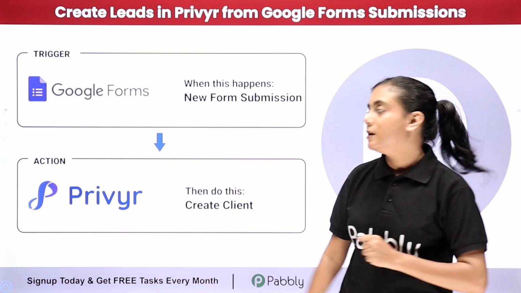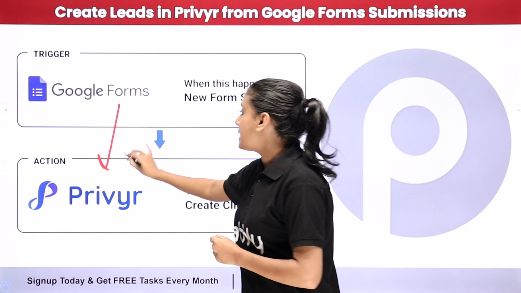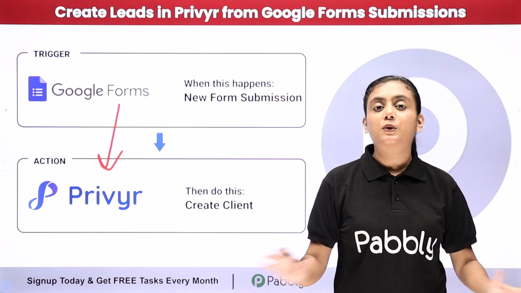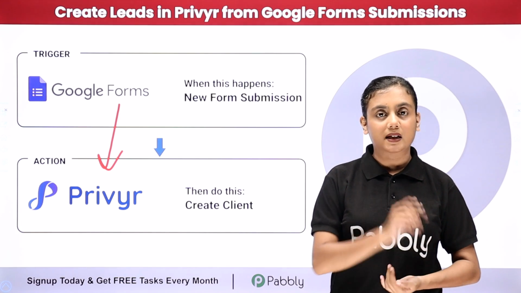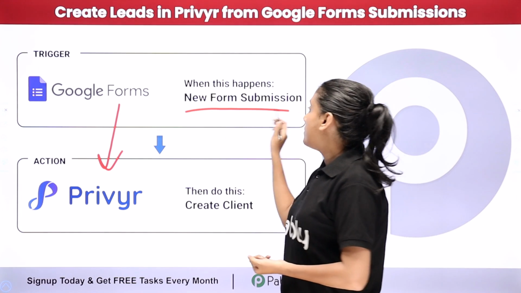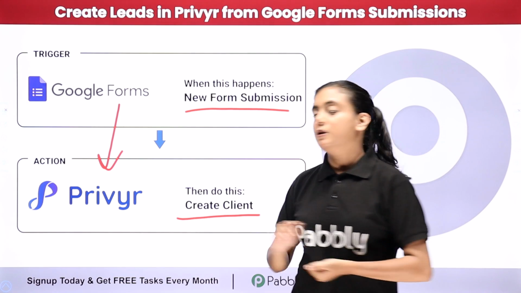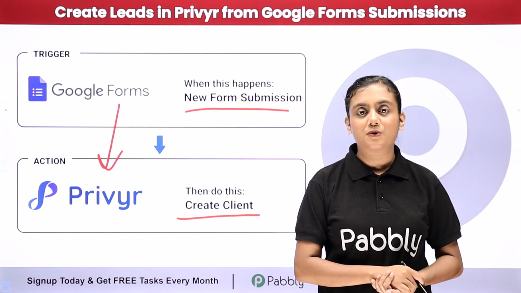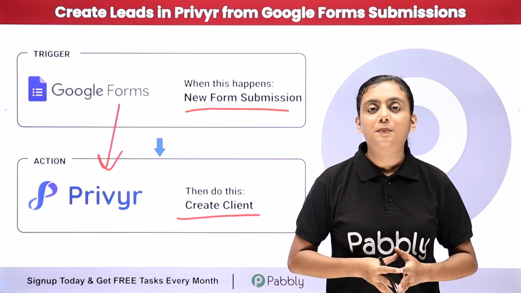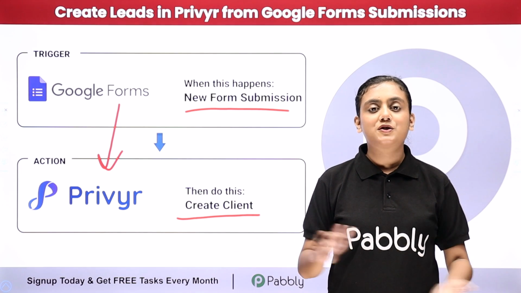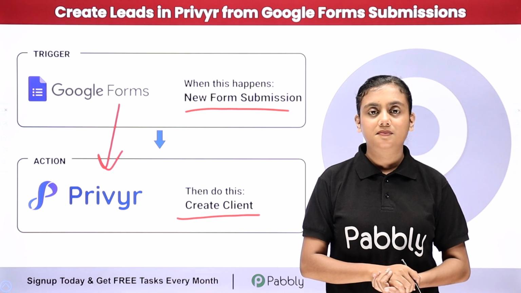So to solve the problem, I've built a connection between Google Forms and Privyr without need of any coding and programming skills using Pabbly Connect. Now whenever a new form submission is done by Google Forms, automatically that lead is going to be created as a client in my Privyr account. So now if you want to learn the entire process step by step, I'm going to take you towards my screen. Welcome to my screen.